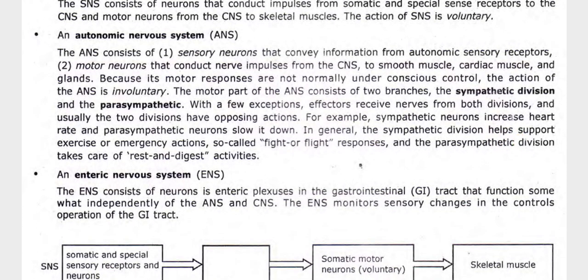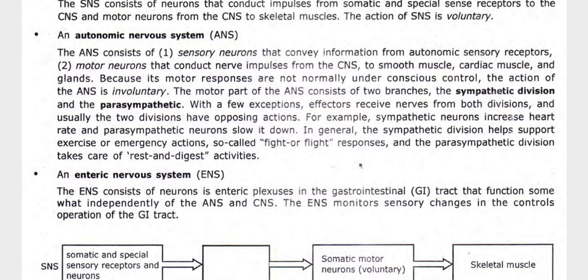Then the autonomic nervous system, ANS. The ANS consists of sensory neurons that convey information from autonomic sensory receptors, and motor neurons that conduct nerve impulses from the CNS to smooth muscles, cardiac muscle, and glands. Because its motor responses are not normally under conscious control, the action of the ANS is involuntary.